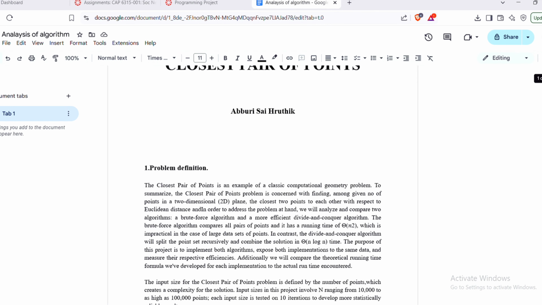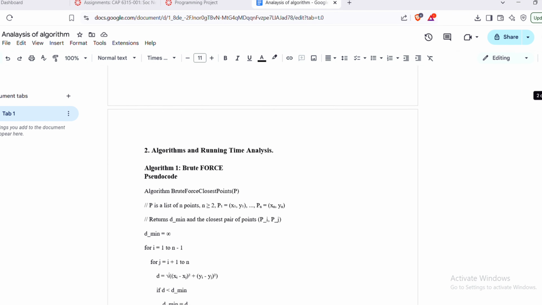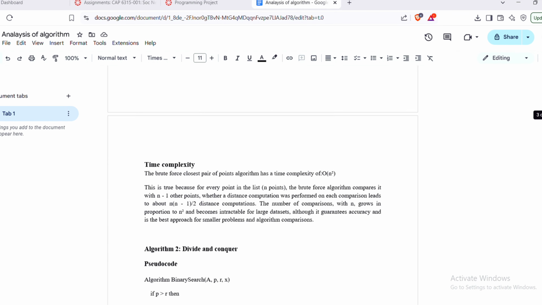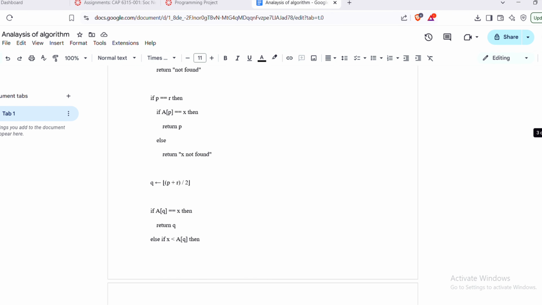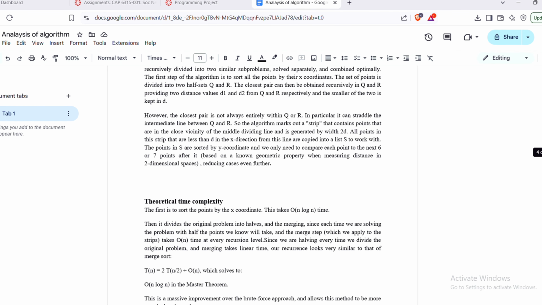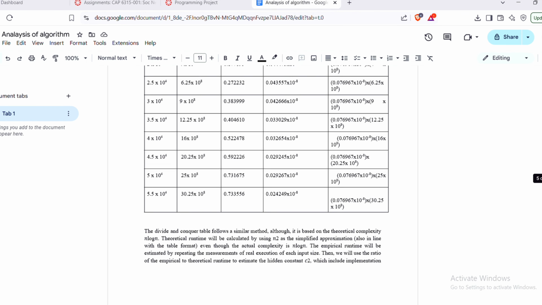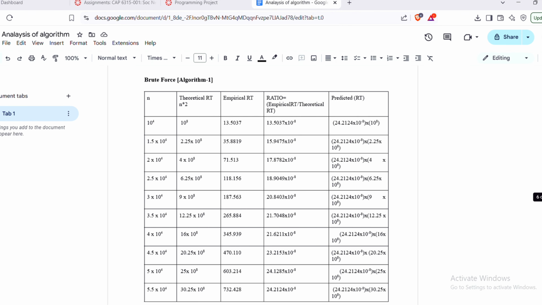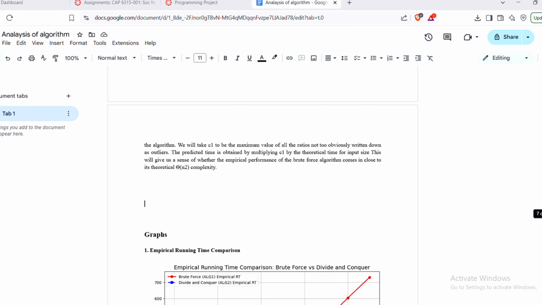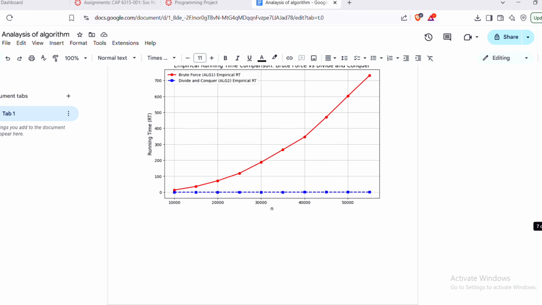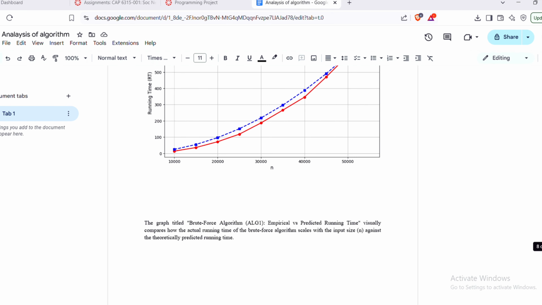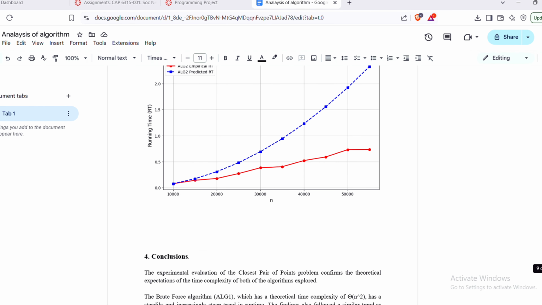Hello everyone, this is Hruthik Abburi, and the project we are going to go through is the closest pair of points in the subject Analysis of Algorithms. Going further into the subject, we're going to compare two algorithms for the closest pair of points problem: one is the divide and conquer algorithm, and the other is the brute force algorithm.